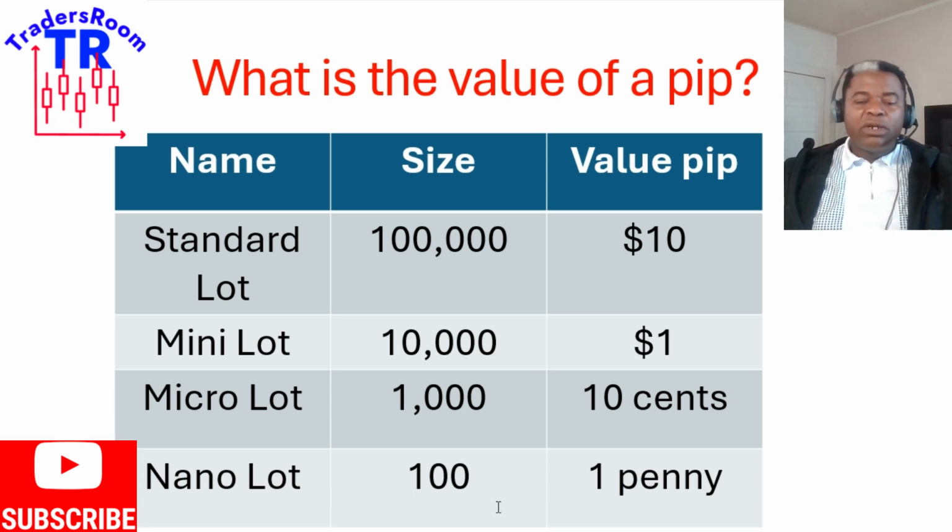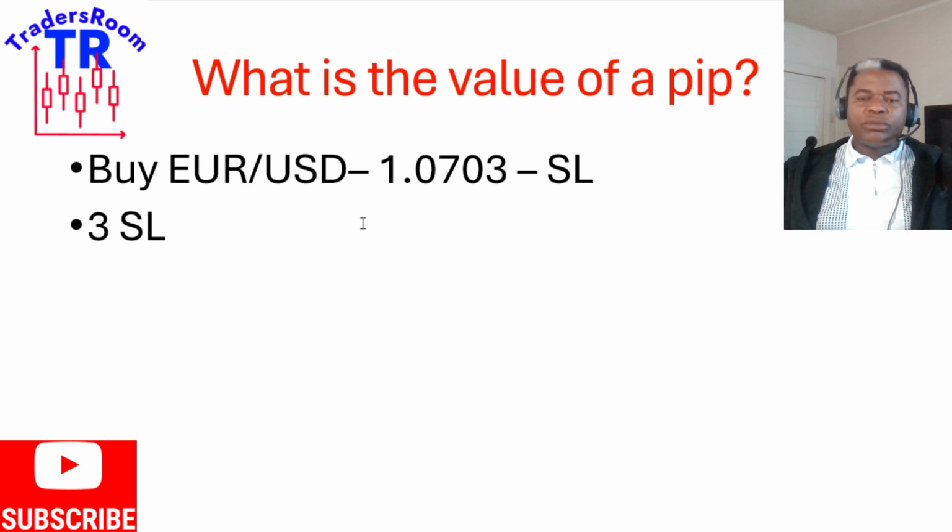The last one, which we might not really talk much about, I will just mention it, is the nano lot. The nano lot means you are trading with 100 units of account. When you trade with 100 units of account, you are simply making a penny, 1 penny, on every pip that you make. So we'll go further and discuss this.